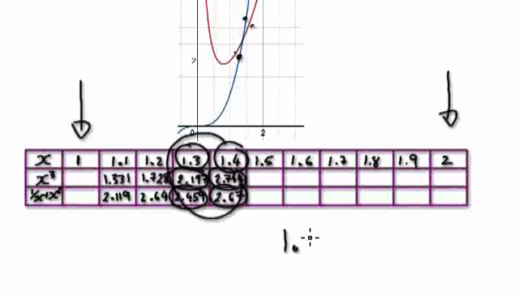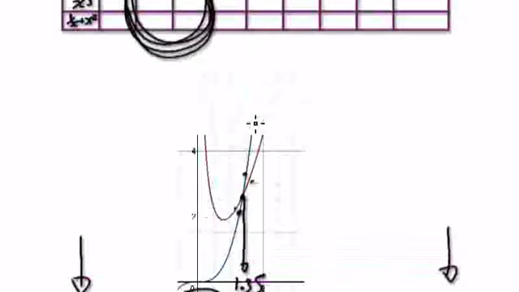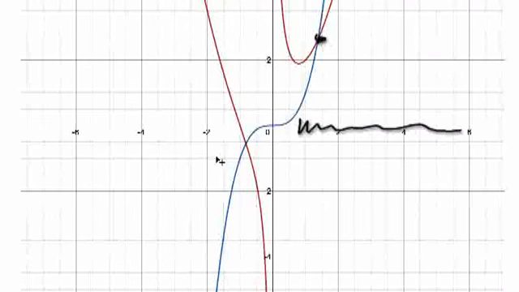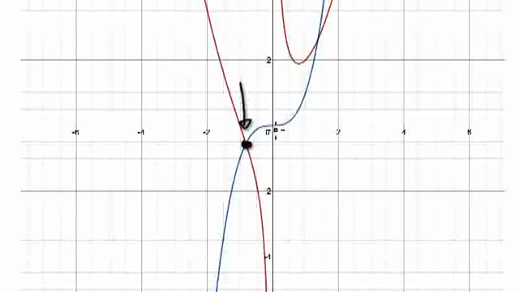So a good guess would be 1.35. So we guessed x to be 1.35 at this point here. Now, if you look at our original proper graph here, there's another solution. So I'm going to cheat. It's between 0 and 1. But if you were to do this by sketching, you wouldn't know it's between 0 and 1.